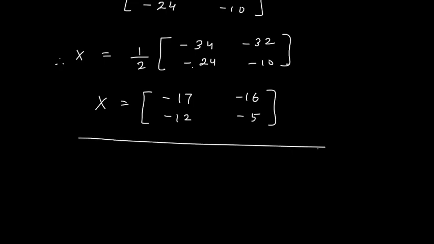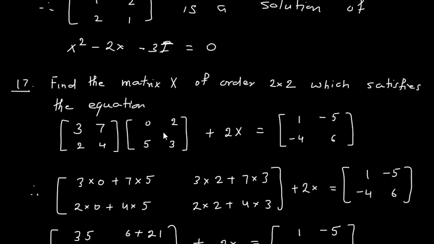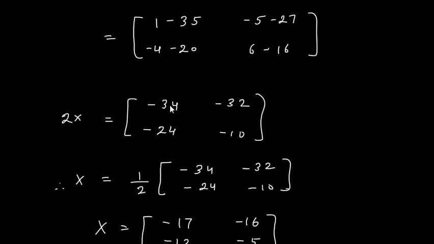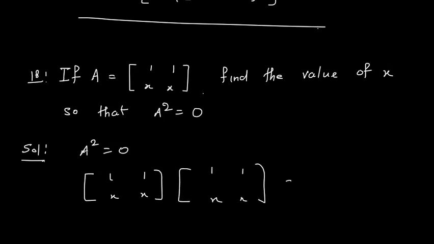Simple question, right? You have to just simplify as you are doing any other algebraic expression. Okay, now question number 18. Here the 18th question is, if A is equals to this matrix 1 1 x x, we have to find the value of x so that A square is 0. So it is given that A square is a null matrix. A square means this matrix 1 1 x x multiplied by this 1 1 x x, and the result we get is 0 0 0 0, right?